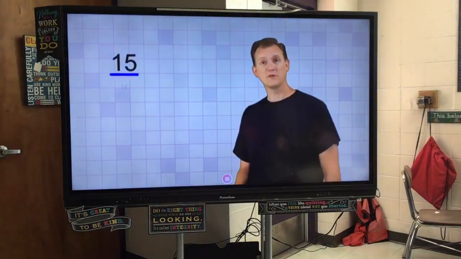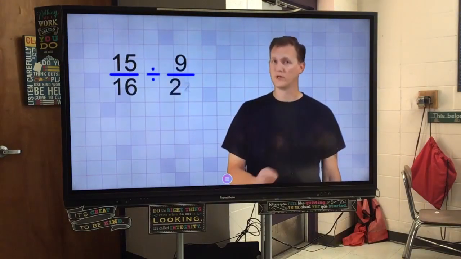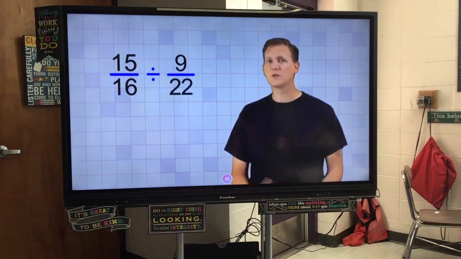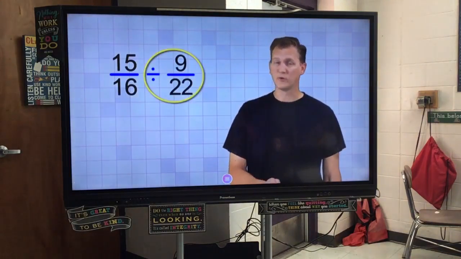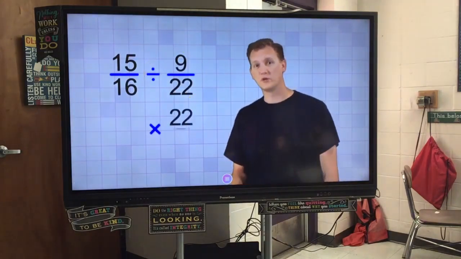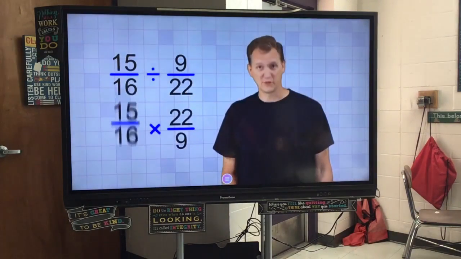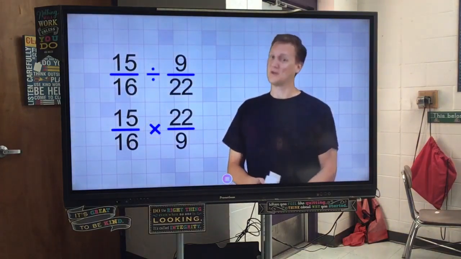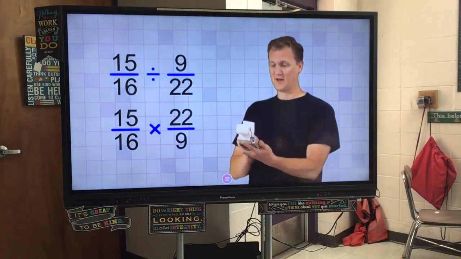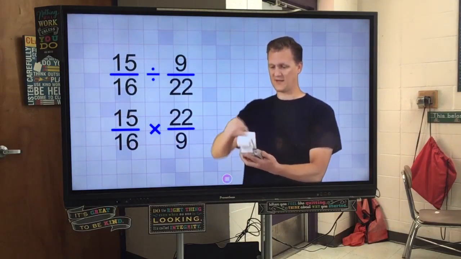Let's try 15 over 16 divided by 9 over 22. Again, the first thing we want to do is rewrite our problem. We'll change the divided by 9 over 22 into times 22 over 9. Now all we have to do is multiply. But since these numbers are kind of big, I'm going to use my calculator to help.